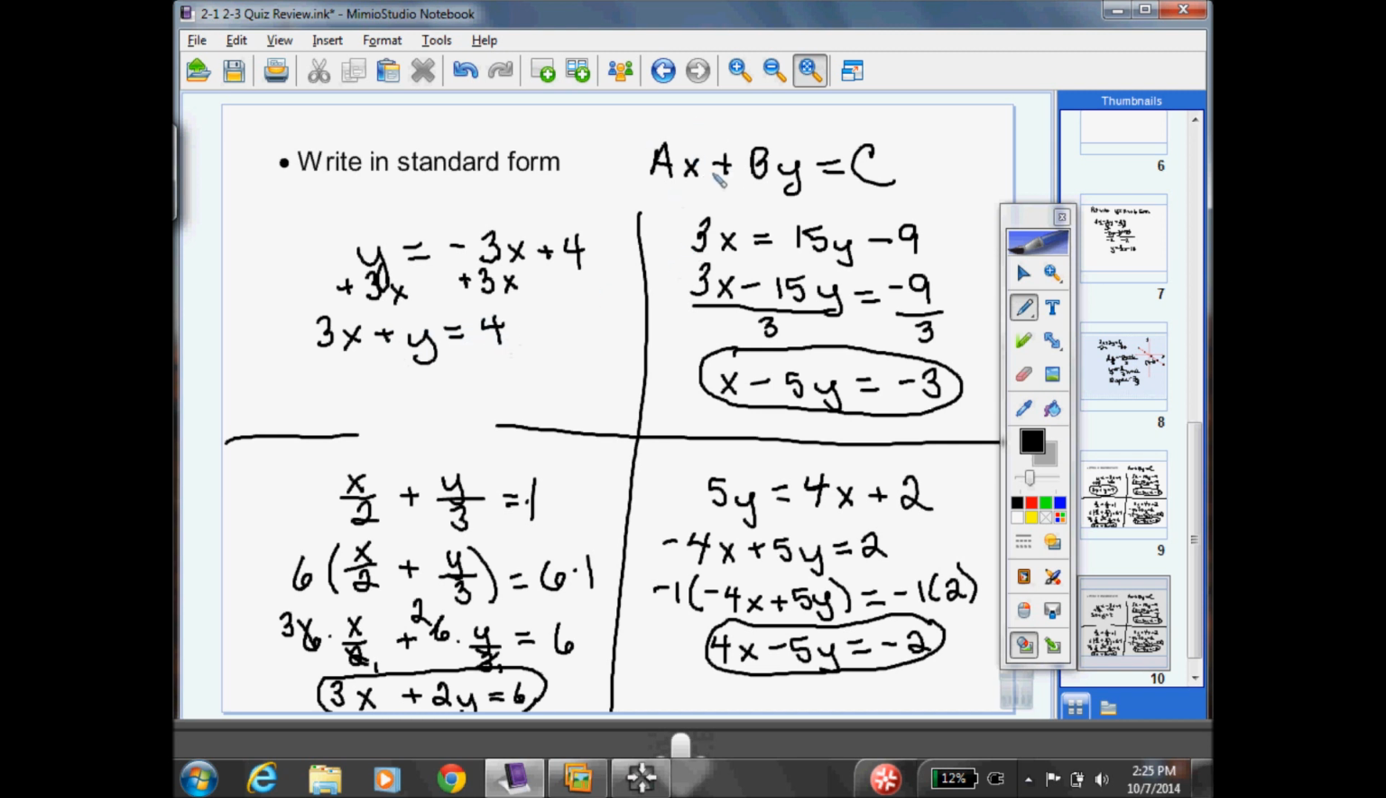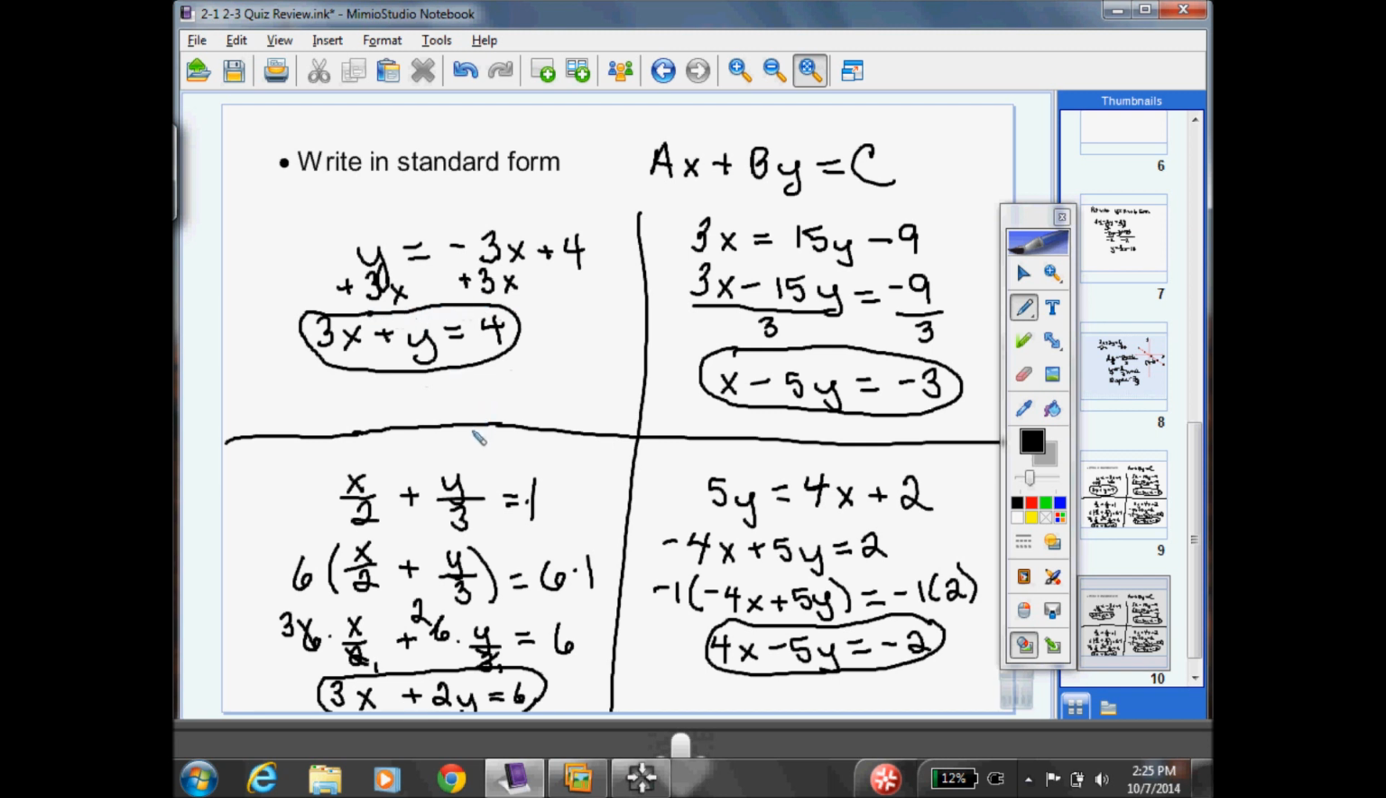We have to make sure it fits the form. You guys told me earlier, the first one has to be a whole number. This 3 is a whole number. The second one has to be an integer. What number is b in this part? 1. Is 1 an integer? Yes. And c has to be an integer. And it is. Because all whole numbers are integers. So this one is done. That's the final answer.